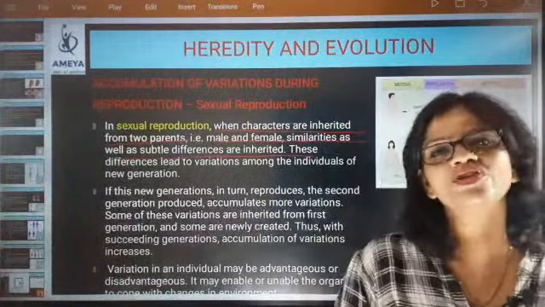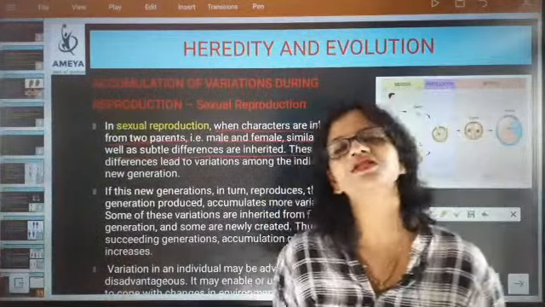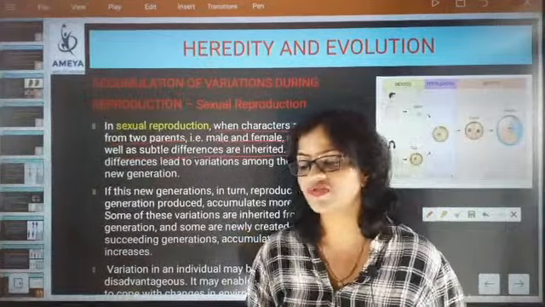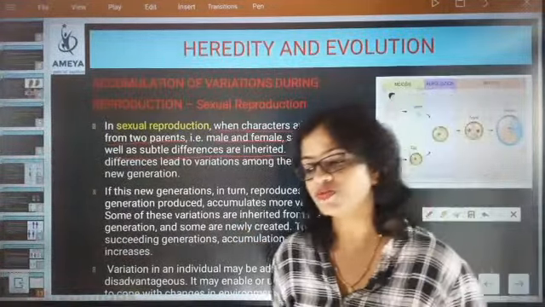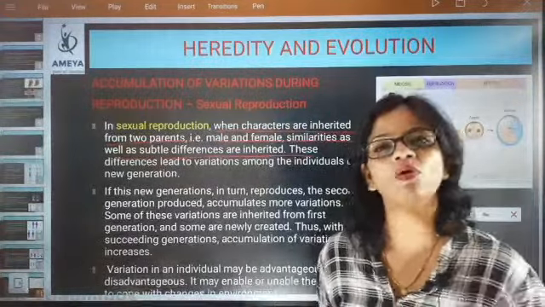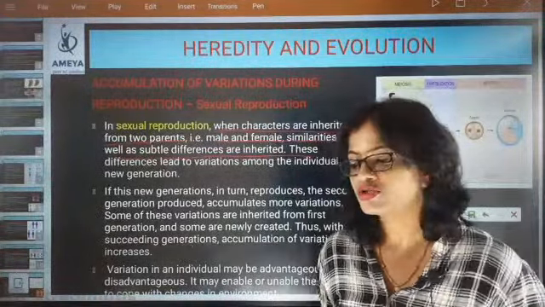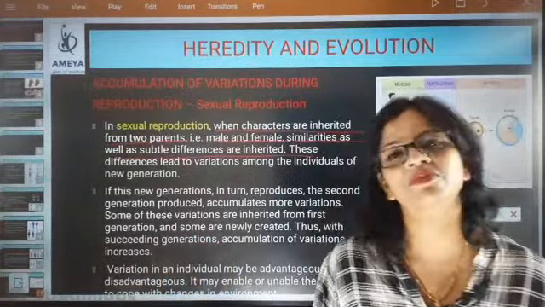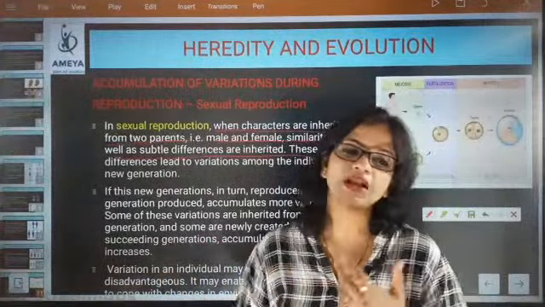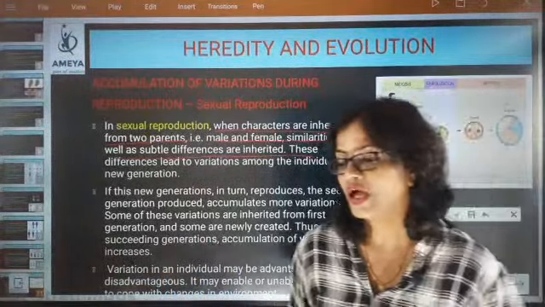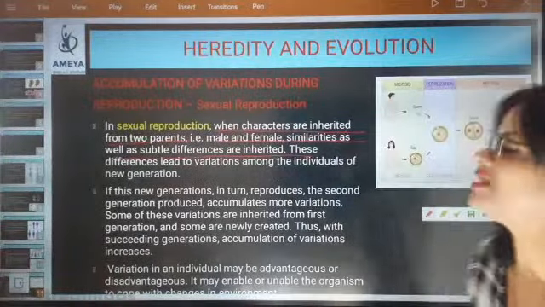And we can see this physical difference, that mother's height is very less and father's height is more, so the child will be born with that subtle difference also. So that means the differences between father and mother in characters, and the similarities, both are exactly adopted.